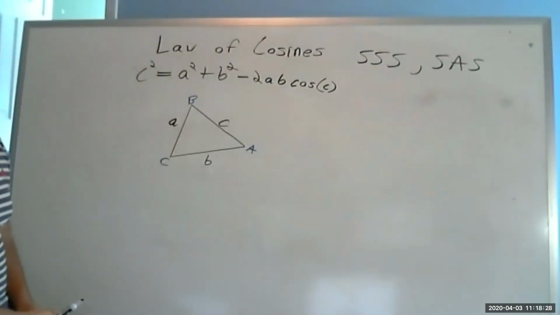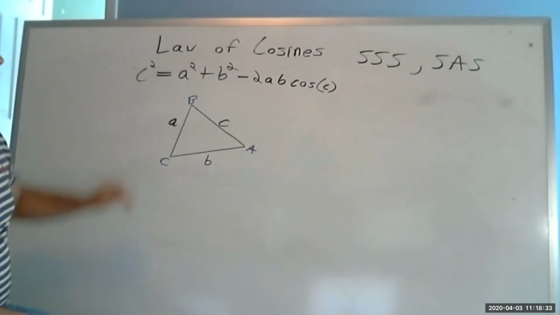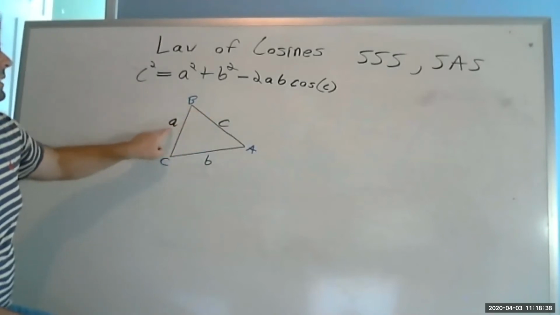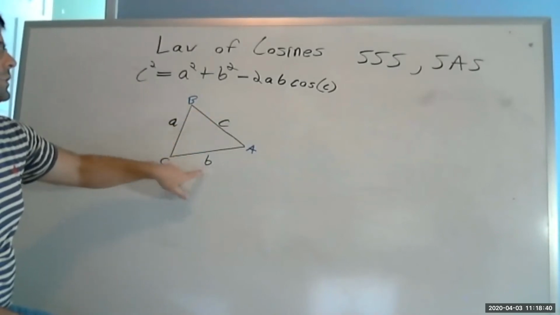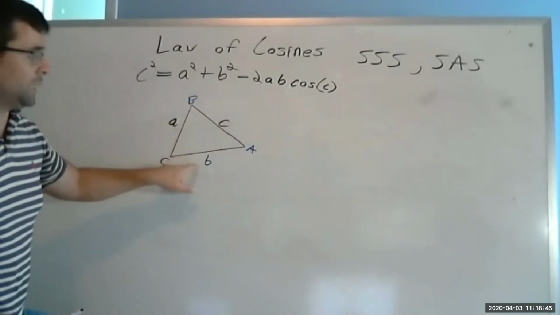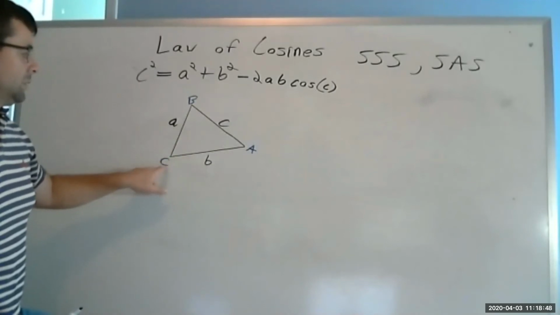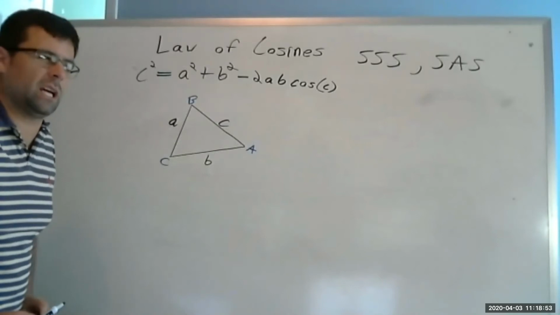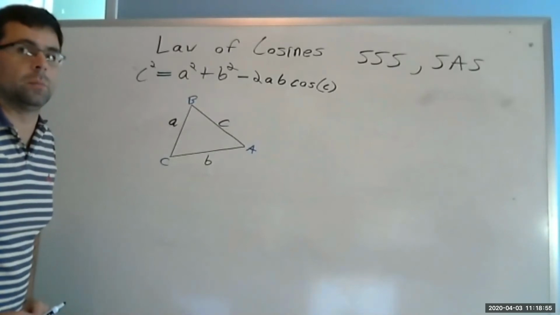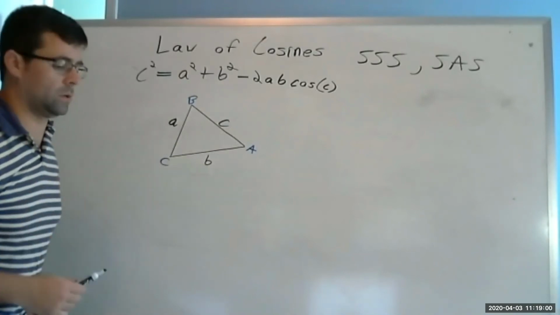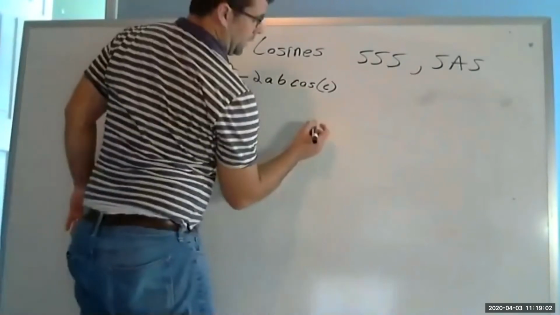So this is law of cosines. C squared, so this side, equals this side squared plus this side squared minus 2ab cosine of angle C. So it seems like a lot at first, but it's really just the Pythagorean theorem. And I'll show that to you here.